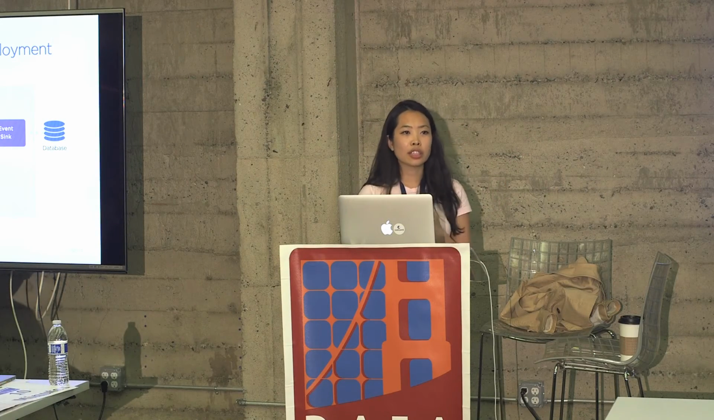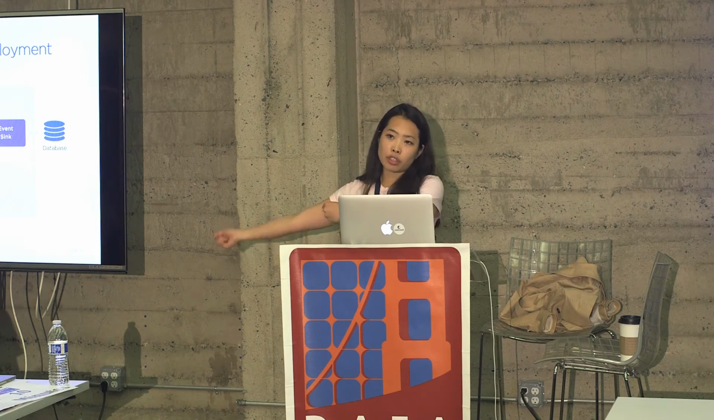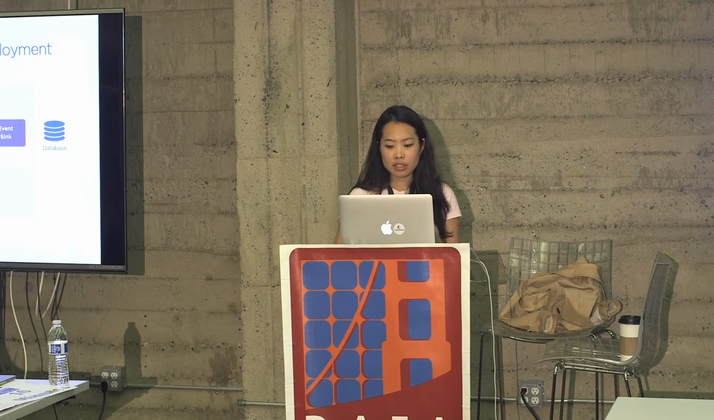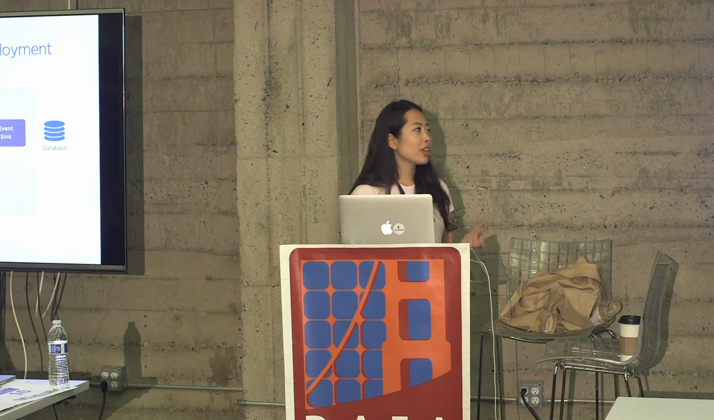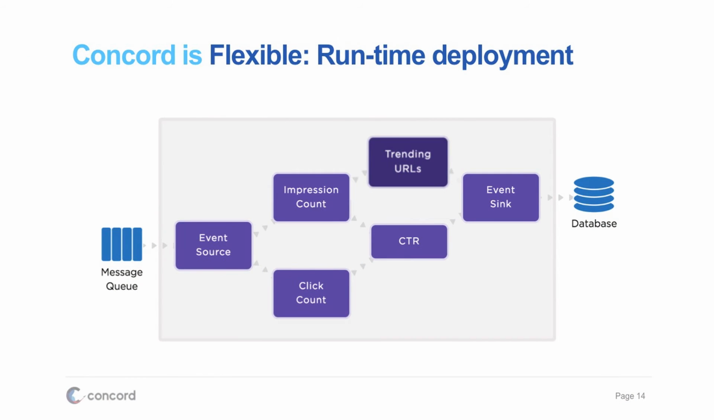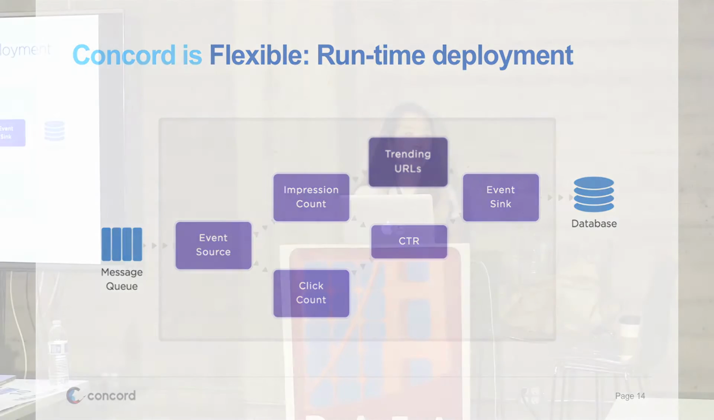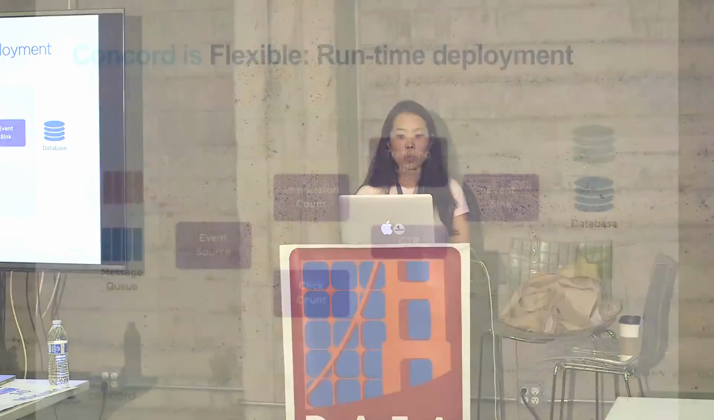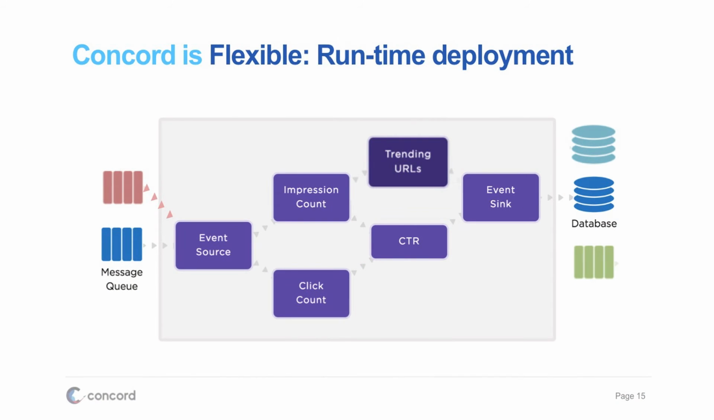We'll do some count, and then there's a click-through rate that we're going to put on Cassandra, let's say. If I want to deploy a model that calculates trending URLs, all I do is deploy another operator that listens to impression count and the URL that comes with the event, and that's it. You don't have to restart or touch anything else here. And this can also be applied to any of the data sources or sinks. And you don't have to worry about anything that's currently running.